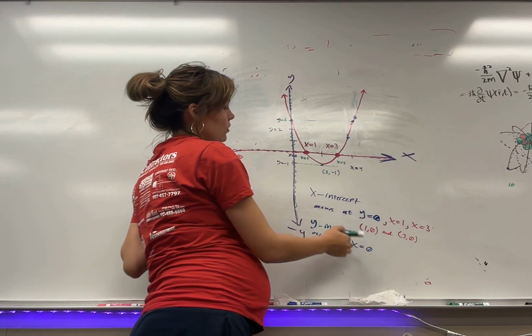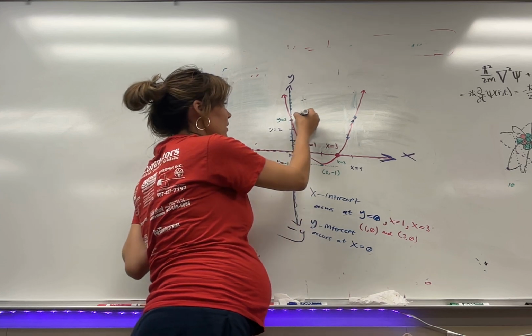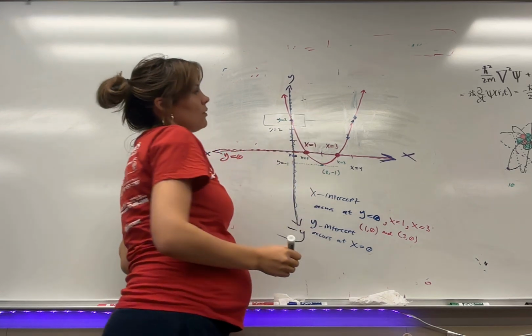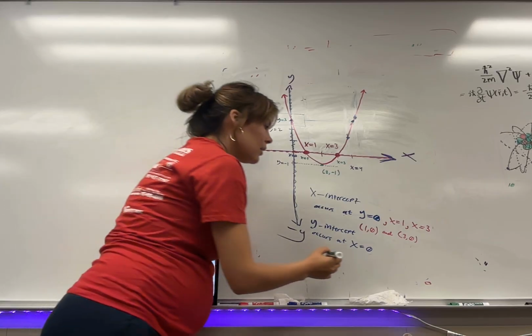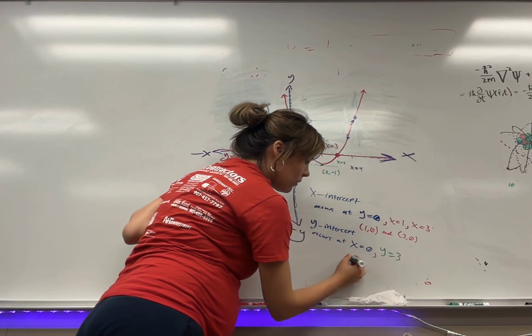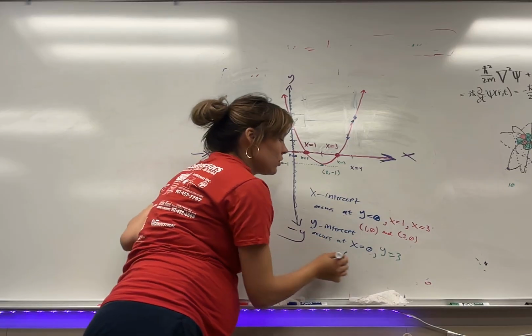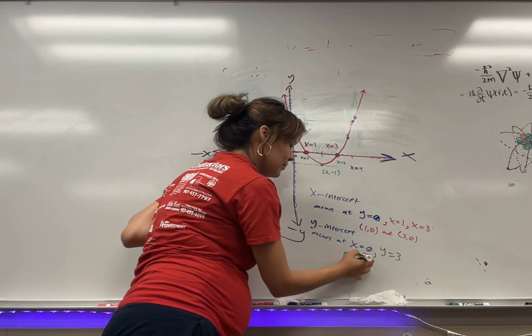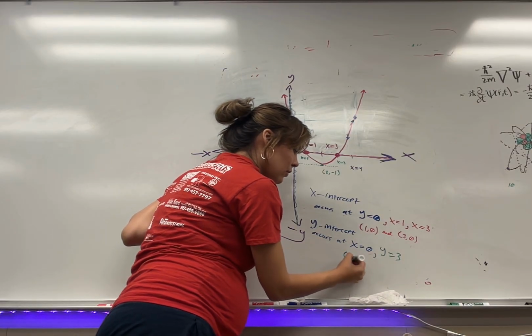So when x equals 0, what is the value of y? Here we can clearly see y is equal to 3. So we can write it like this, y equals 3, or we could write the y-intercept occurs at (0, 3).